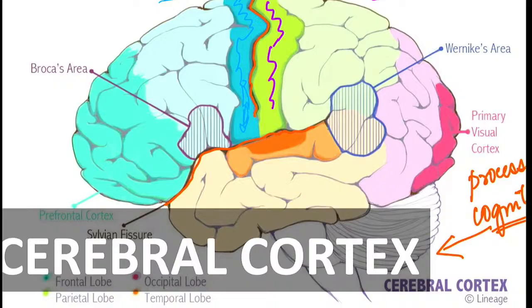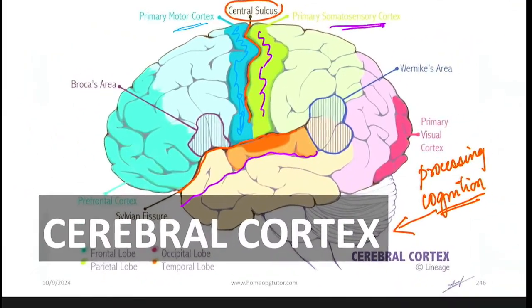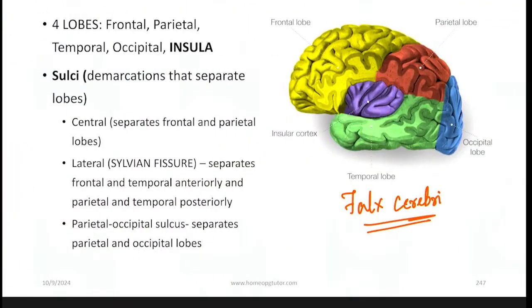But one more thing we have, and that is the superior temporal sulcus. This particular area which I'm marking right now is basically the superior temporal sulcus. It is a ridge located inferior to the lateral sulcus, and this is the area which is responsible for reception and processing of sound.